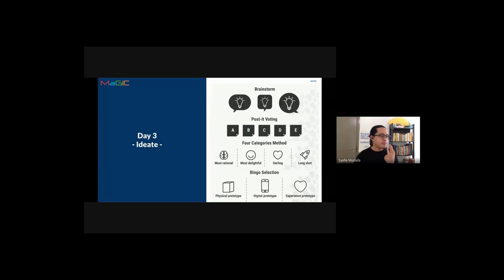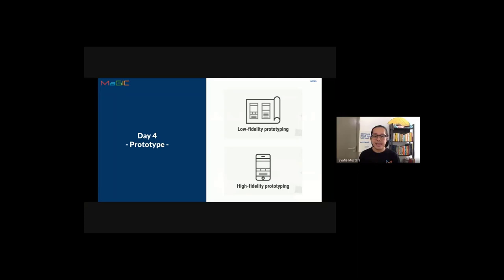Once you go into prototyping, there are two types, low fidelity and high fidelity, depending on what you have, right? Even if it's physical, digital, or even an experience, low fidelity is mostly on paper, right? You basically just map it out. Okay, I'm going to give you an example.